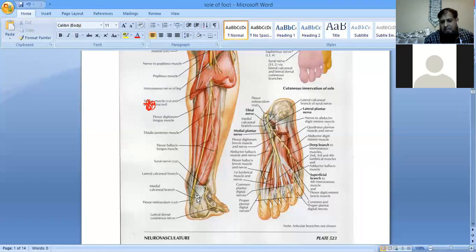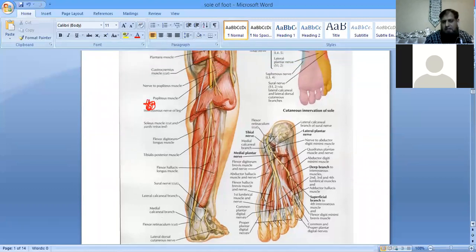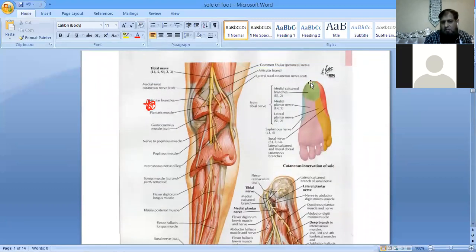And these medial calcaneal branches pierce the flexor retinaculum, become superficial, and supply the posterior surface of the heel area, and also the posterior part of the sole of the foot and the medial aspect of the sole of the foot. Clear? Is there any problem with the medial calcaneal branches?